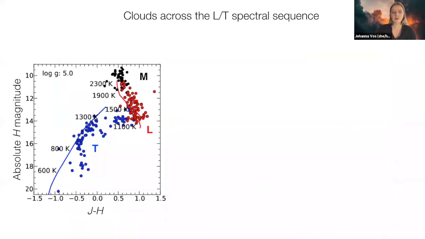And these clouds have a really huge effect on the colors and spectra of brown dwarfs, and particularly across the L and T spectral types. This is best shown on a color magnitude diagram, which I'm showing here. For those not used to looking at these, up means bright, right means red, and left means blue. As a brown dwarf cools throughout its lifetime, it follows this sequence, M to L to T, and eventually to Y.